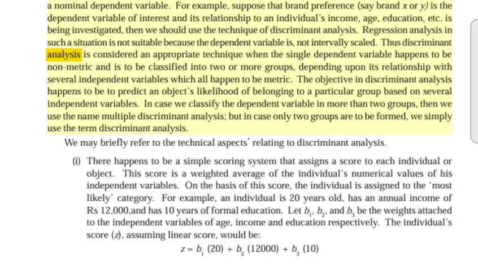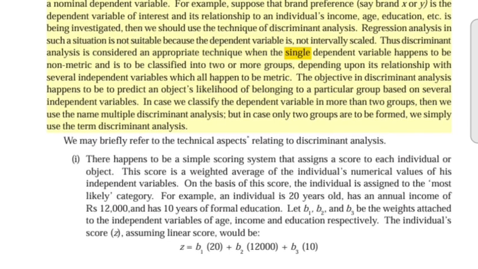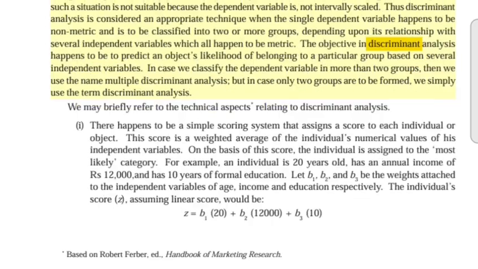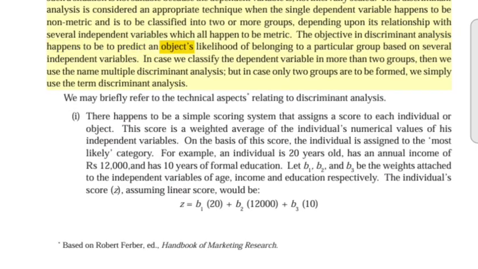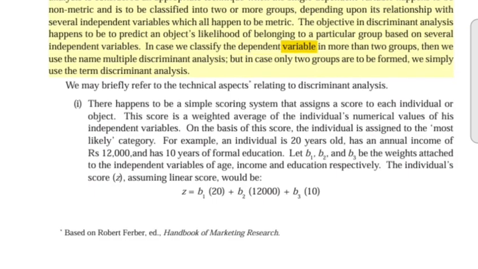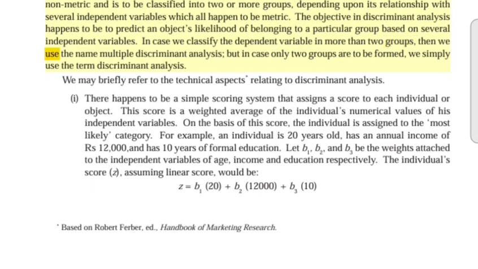Thus discriminant analysis is considered an appropriate technique when the single dependent variable happens to be non-metric and is to be classified into two or more groups, depending upon its relationship with several independent variables which all happen to be metric. The objective in discriminant analysis happens to be to predict an object's likelihood of belonging to a particular group based on several independent variables. In case we classify the dependent variable in more than two groups, then we use the name multiple discriminant analysis, but in case only two groups are to be formed, we simply use the term discriminant analysis.